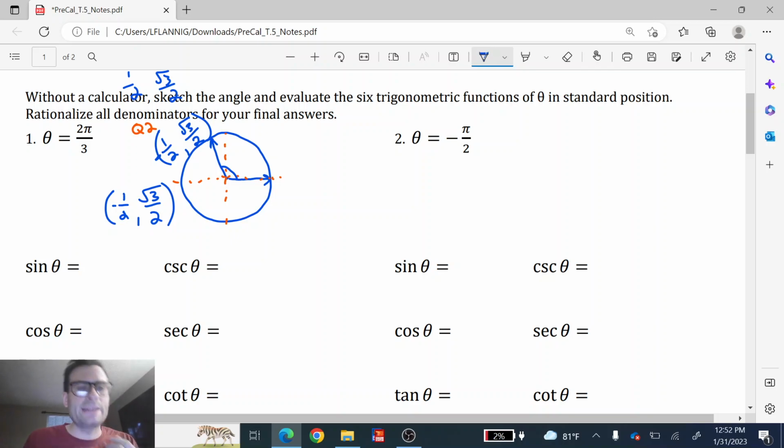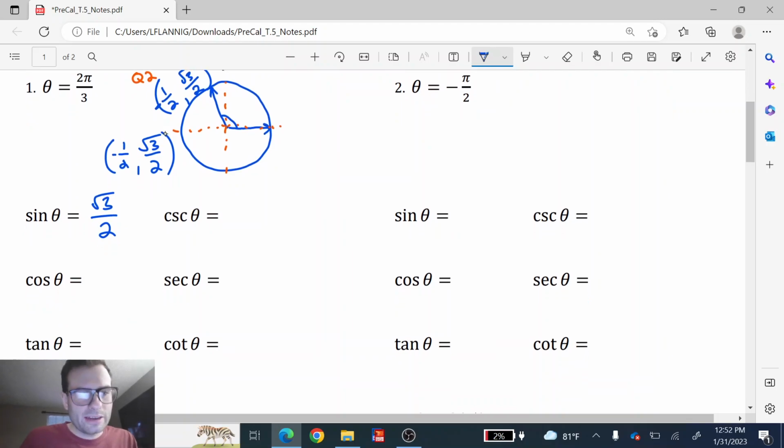The sine of any angle is just the y value of these points. So the y value here is the square root of 3 over 2, so sine theta is the square root of 3 over 2. Cosine is just the x, so it's negative 1/2. Again, I got those from these positions right here.